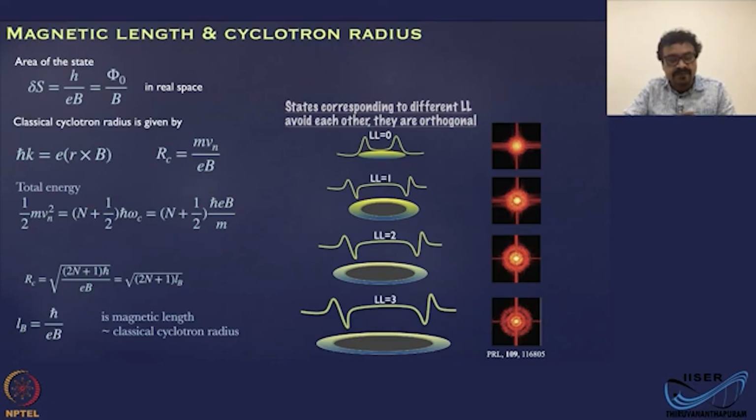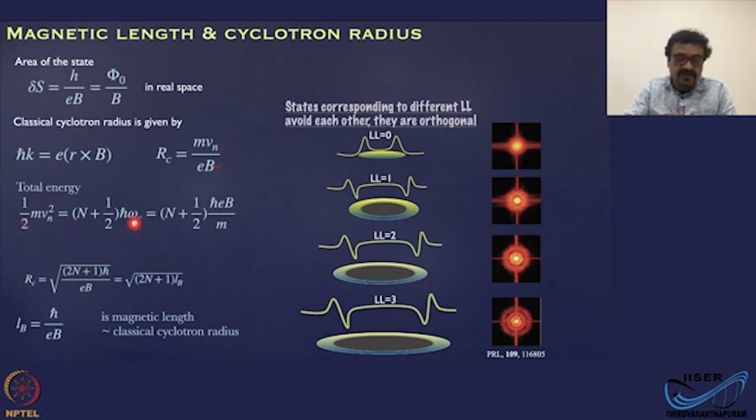Now, the classical cyclotron radius is given by the momentum, h bar k, is e into r cross B. Force is e into v cross B, so momentum is e into r cross B. From that, we can get the cyclotron radius rc is m v, that is the momentum, this is the classical term, divided by eB.